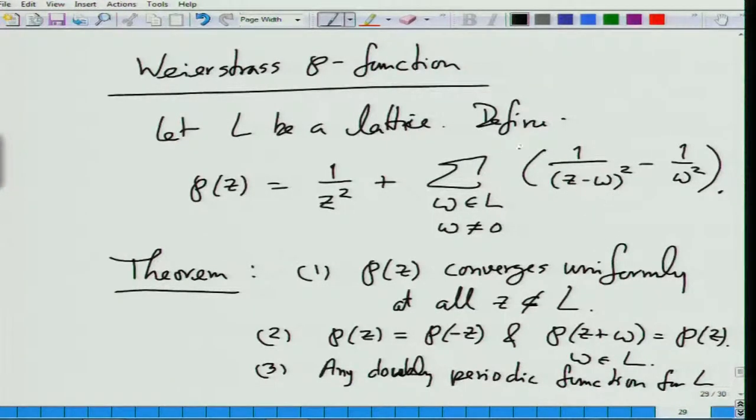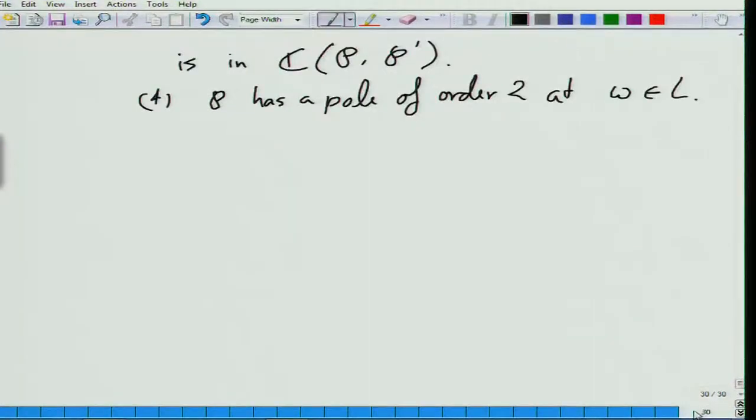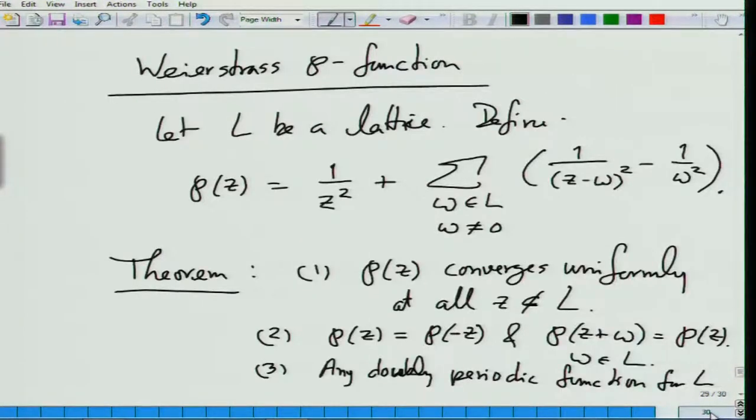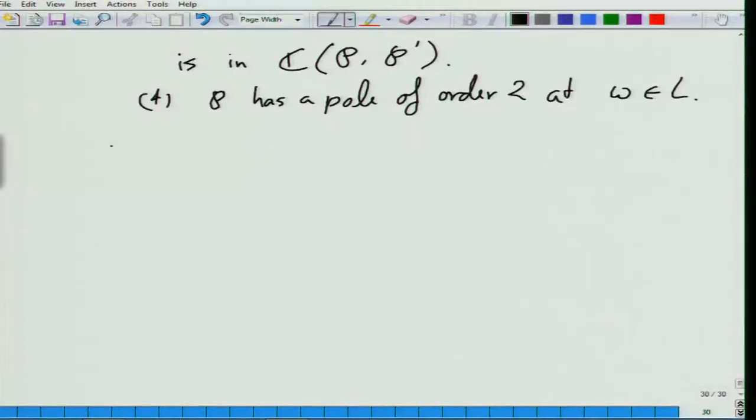You have to do a little bit of work to ensure that the rest of the sum in this series converges, but that follows essentially from part 1. Okay. The proof of all of this is fairly straightforward, okay, not part 3, which I am not going to prove. Even part 1, I am not going to prove, but I will give a very brief sketch.